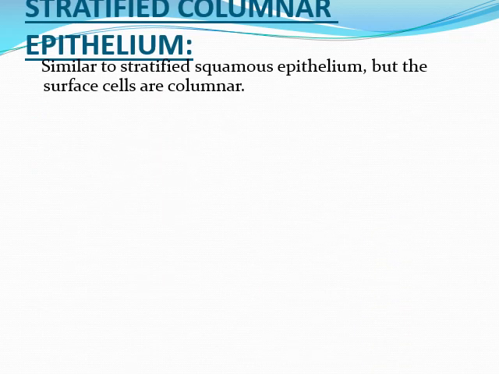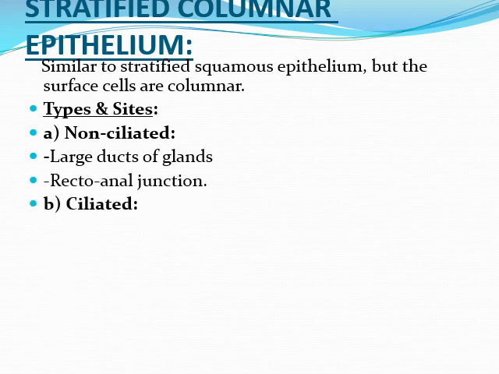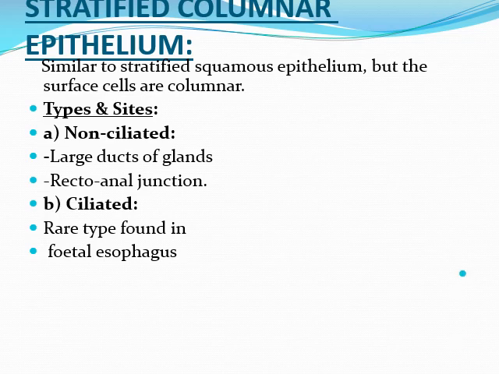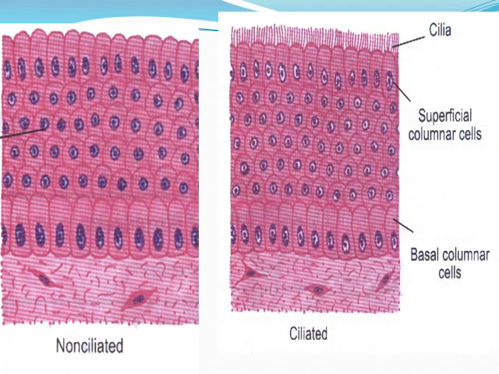Stratified columnar epithelium, the most superficial cell is a columnar cell. It is either non-ciliated, present in large ducts of the glands and the recto-anal junction, or ciliated, present in the esophagus of the fetus, which will change into another type of epithelium, stratified squamous epithelium. Here is stratified columnar, and here is stratified columnar ciliated. The basal cells are columnar, the intermediate polyhedral, and the most superficial is columnar, either non-ciliated or ciliated.